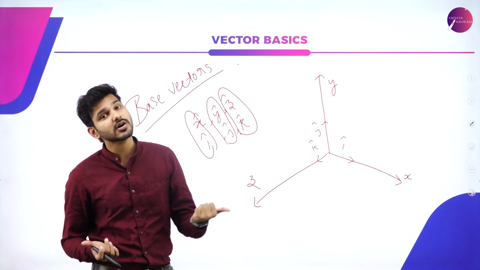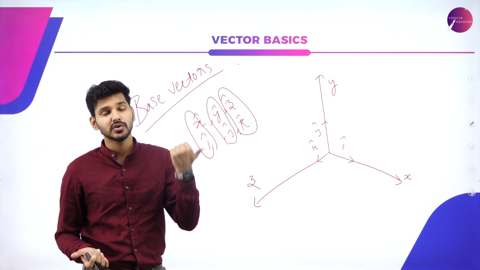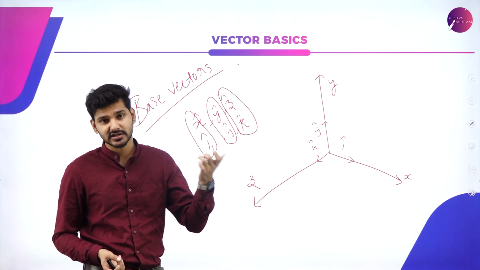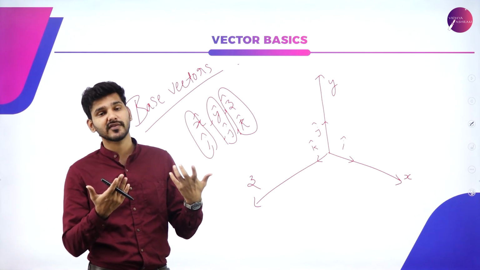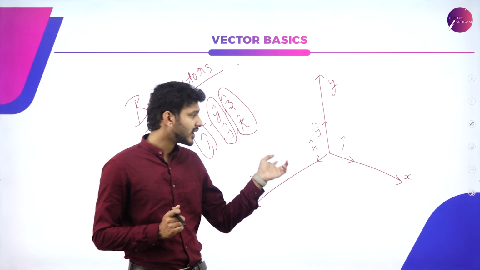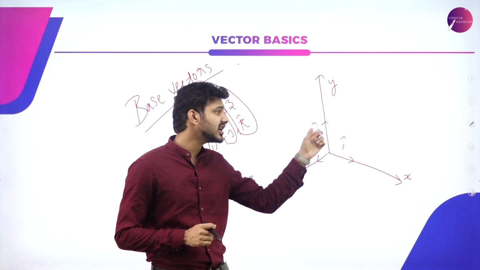Why the cap? Because we just studied that unit vectors will have a cap. How do you find unit vectors? Any vector divided by the magnitude of that particular vector gives you the unit vector. And for x, y, and z, it is represented as I, j, and k.